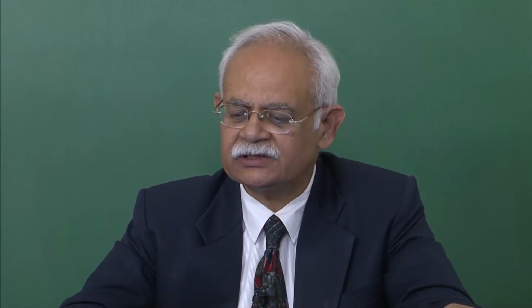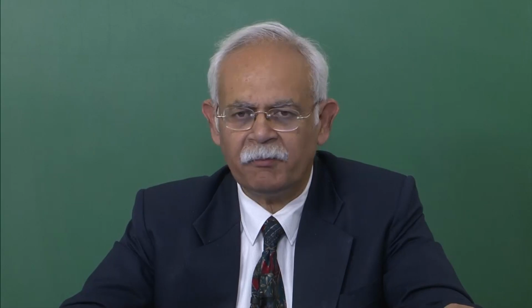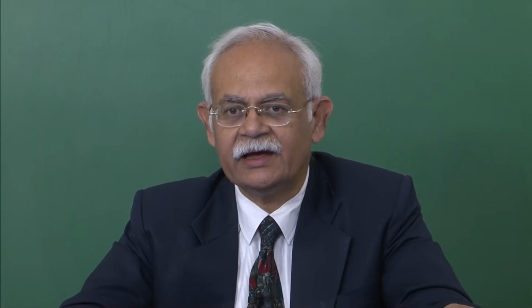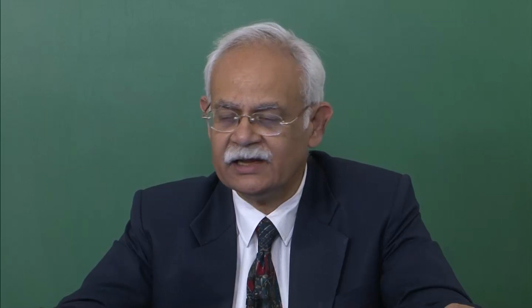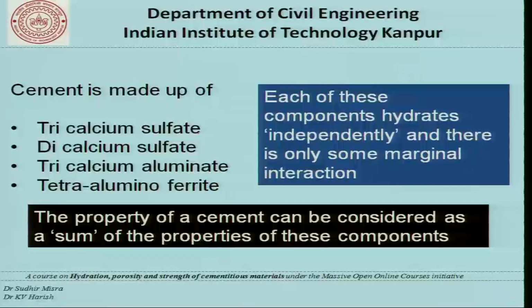Now, each of these components hydrates almost independently and there is only marginal interaction. What this hydration independently means is that the chemical reaction of each of these four components with water leading to the formation of hydration products is almost an independent process. It happens simultaneously, but for the ease of understanding, it can be taken to be occurring independently with marginal interaction as has been mentioned. Therefore, the property of a cement can be considered as the sum of the properties of these components.